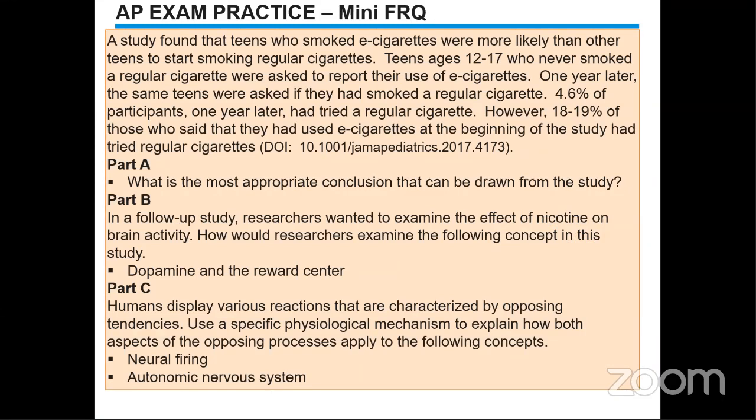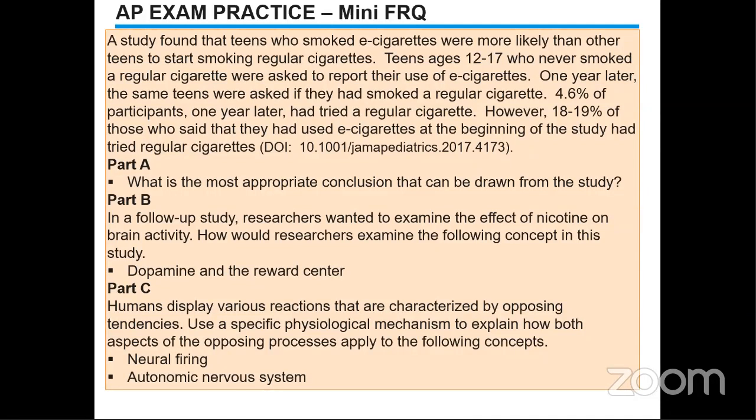The study found that teens who smoked e-cigarettes were more likely than other teens to start smoking regular cigarettes. Teens ages 12 to 17 who never smoked a regular cigarette were asked to report their use of e-cigarettes. One year later, the same teens were asked if they had smoked a regular cigarette. 4.6% of the participants one year later had tried a regular cigarette. However, 18 to 19% of those who said they had used e-cigarettes at the beginning of the study had then gone on to try a regular cigarette.